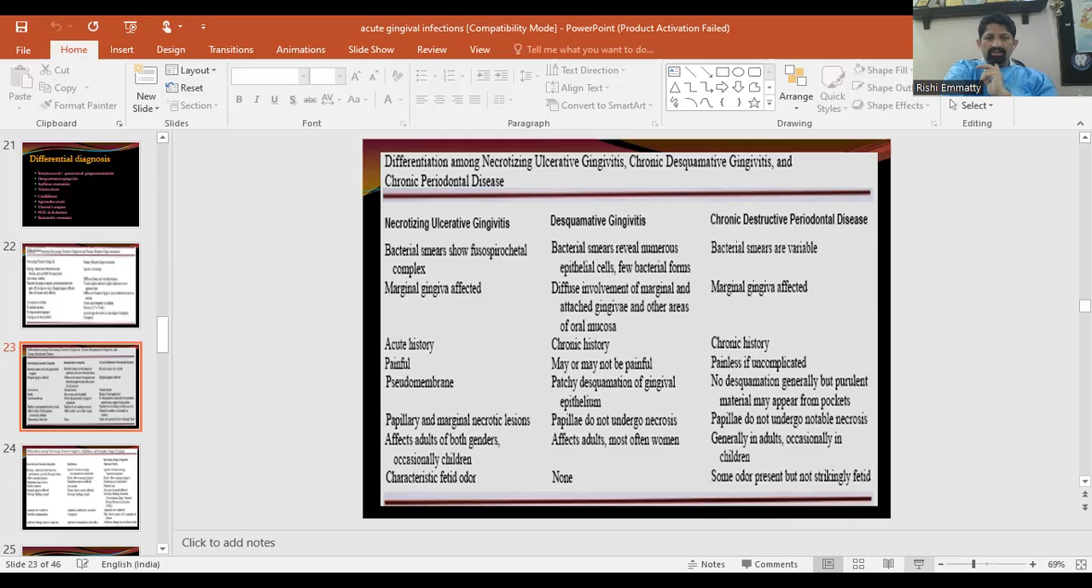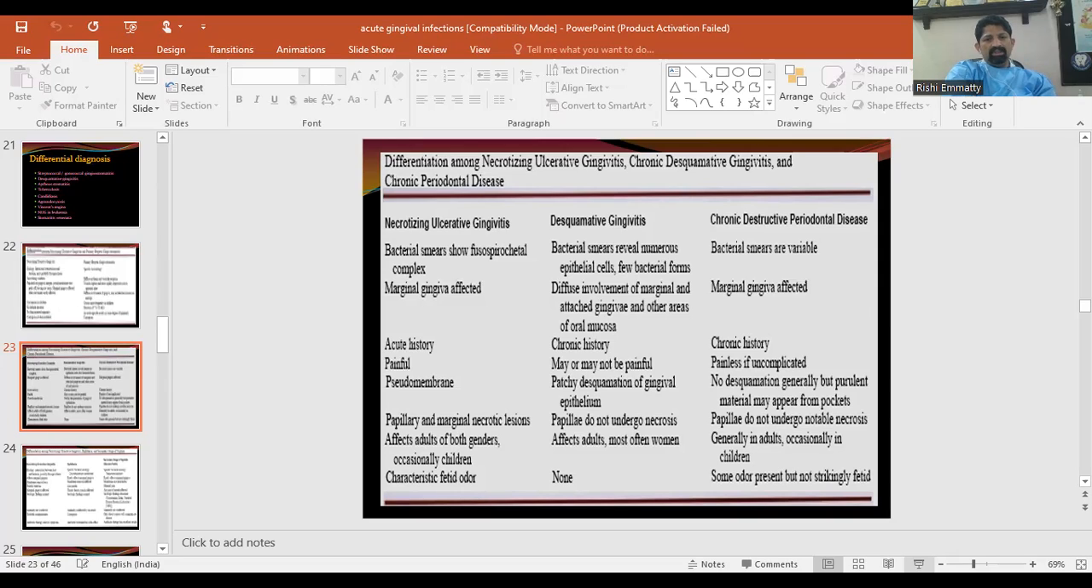That is of acute history, and both other things have the chronic or long-term history, and are usually painful. Desquamative gingivitis and periodontal disease are not painful. In NUG, pseudomembranous sloughing is seen. In desquamative gingivitis there is patchy desquamation of the gingival epithelium, but in periodontal disease there is no desquamation, though purulent material may appear from the periodontal pocket. NUG shows papillary and marginal necrotic lesions.